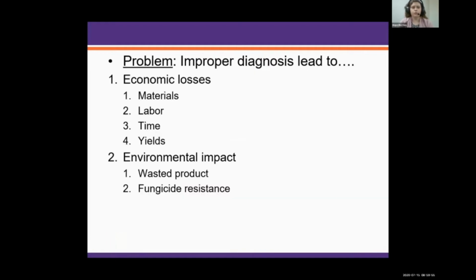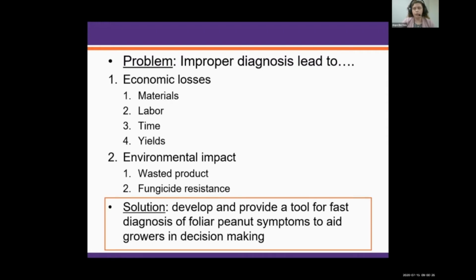So the issues around improper diagnosis can lead to economic losses through purchasing of unnecessary pesticides, wasted time and labor, and even yield losses due to attempting to fix the wrong problem. And then there's also the environmental impact of non-target fungicide sprays that could potentially lead to fungicide resistance in that field. So one possible solution is to develop and provide a tool for fast diagnosis of foliar peanut symptoms to aid growers in their decision making.